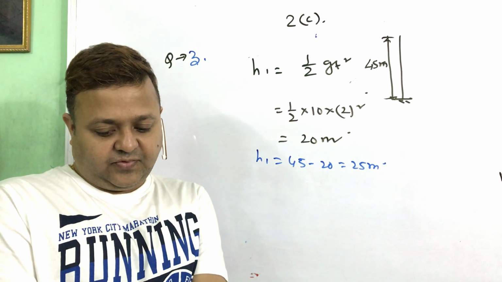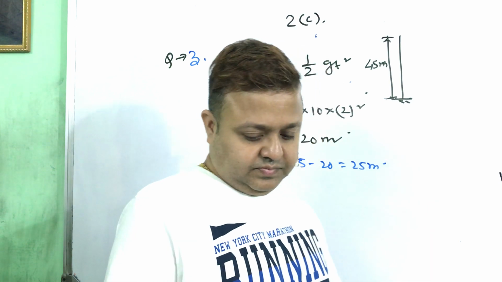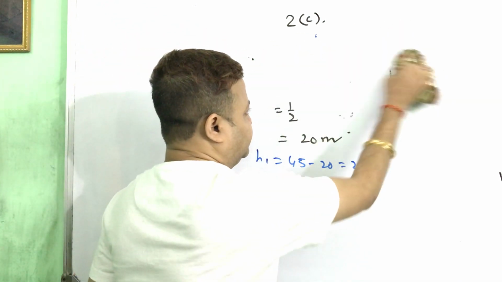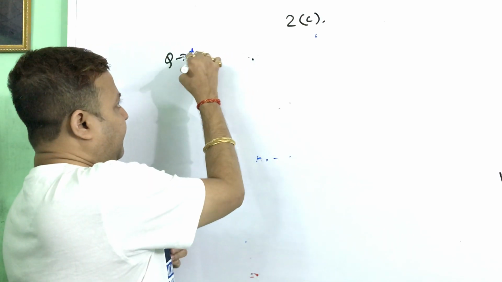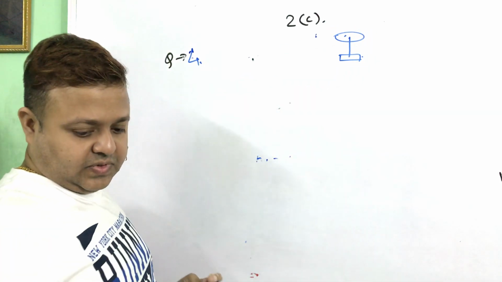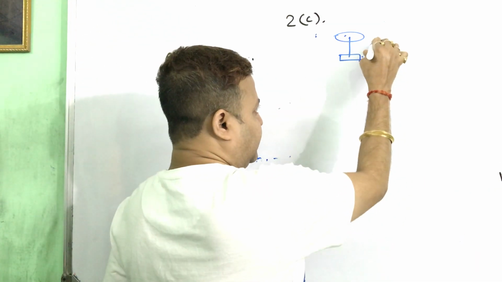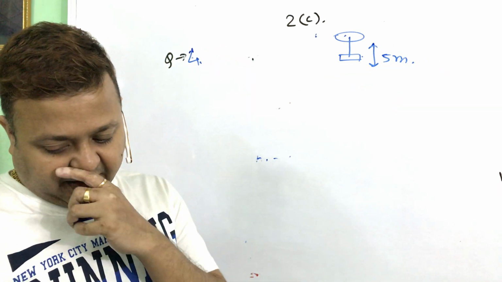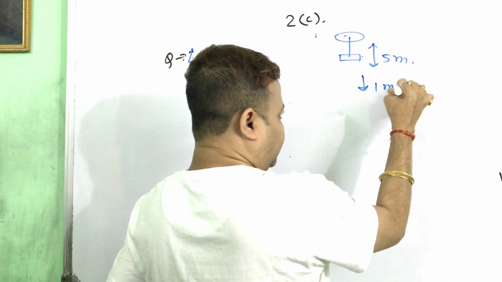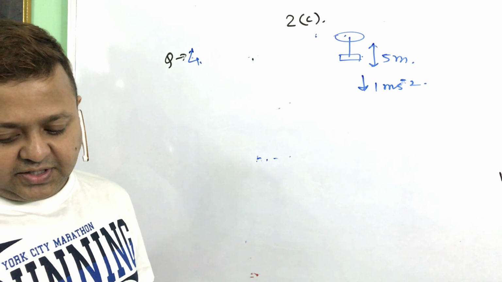Okay, next number 4. Question number 4. A man is falling with a parachute. After moving 5 meter, the parachute is open and it decelerates at the rate of 1 meter per second square. It hits the ground with the velocity 0, that is the final velocity 0.